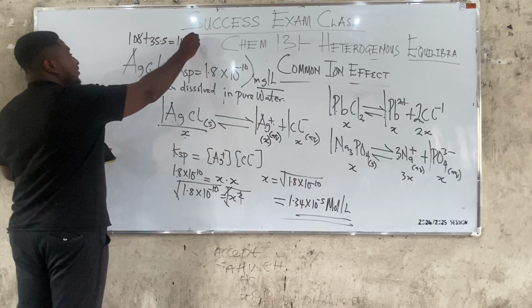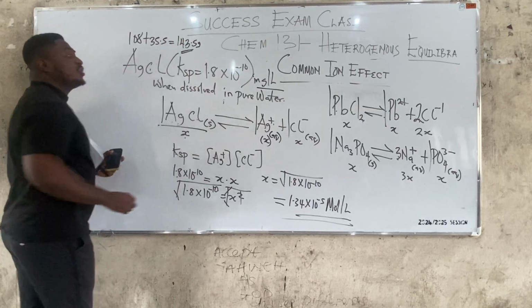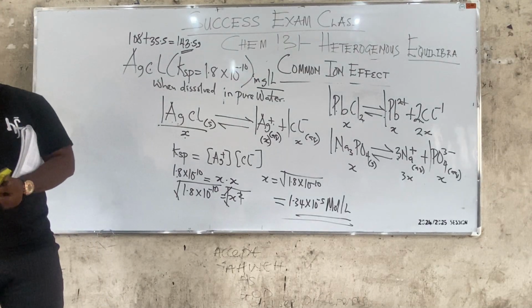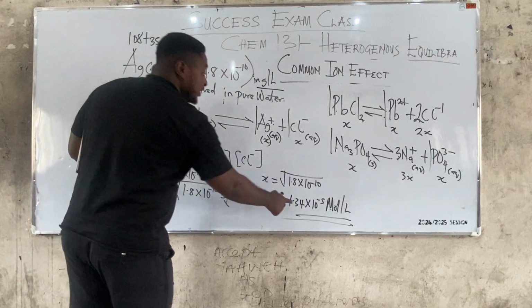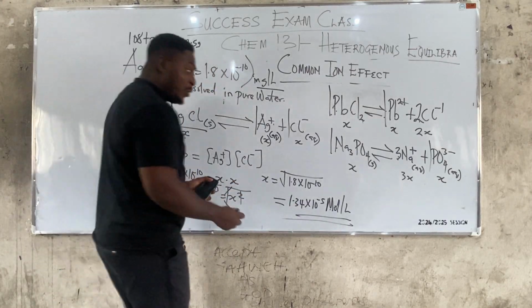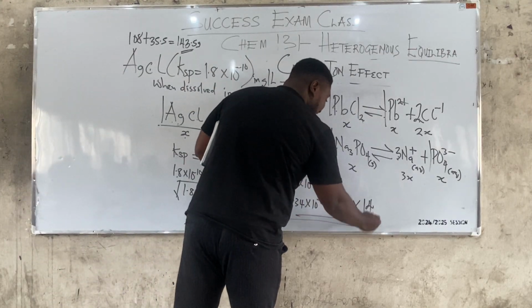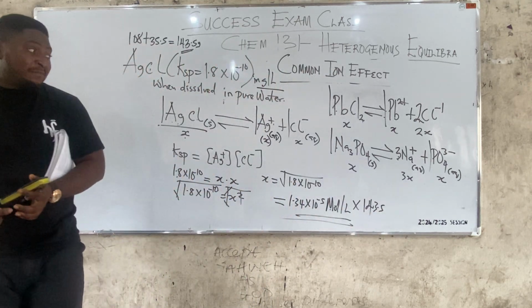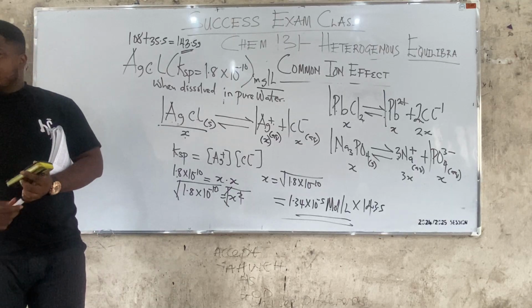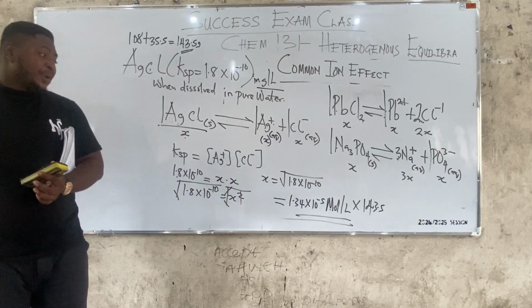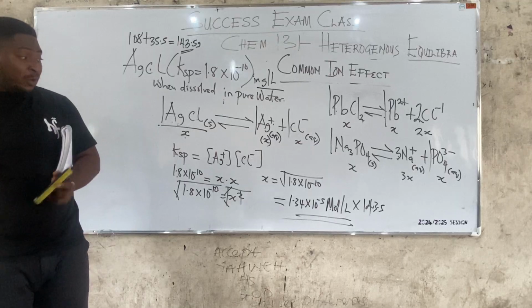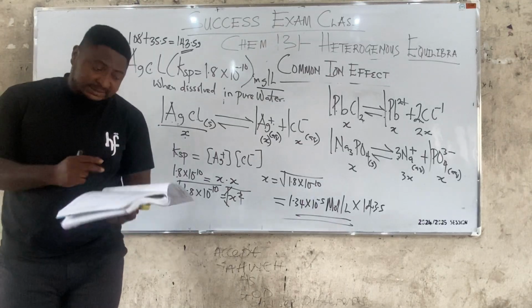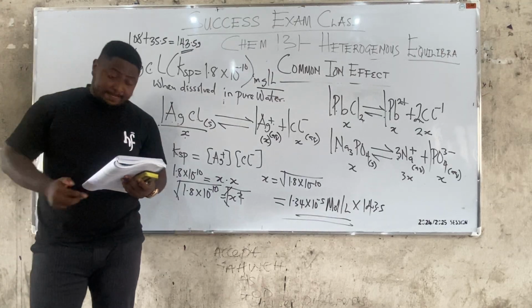143.5 grams. So the molar mass of AgCl is 143.5. So what we need to do to change this from mole per liter to gram per liter, what do we need to do? Multiply by 143.5. So 1.34 times 10 raised to minus 5 multiplied by 143.5. What will you have? It will be your final answer in gram per liter.